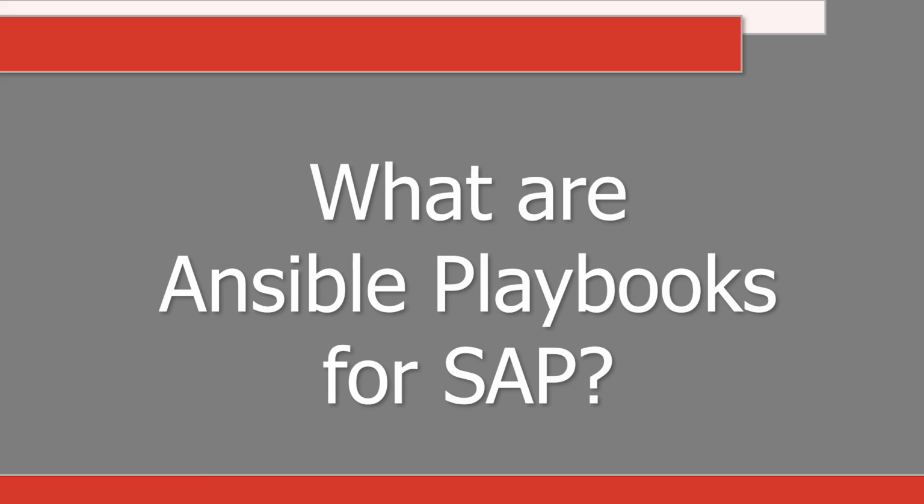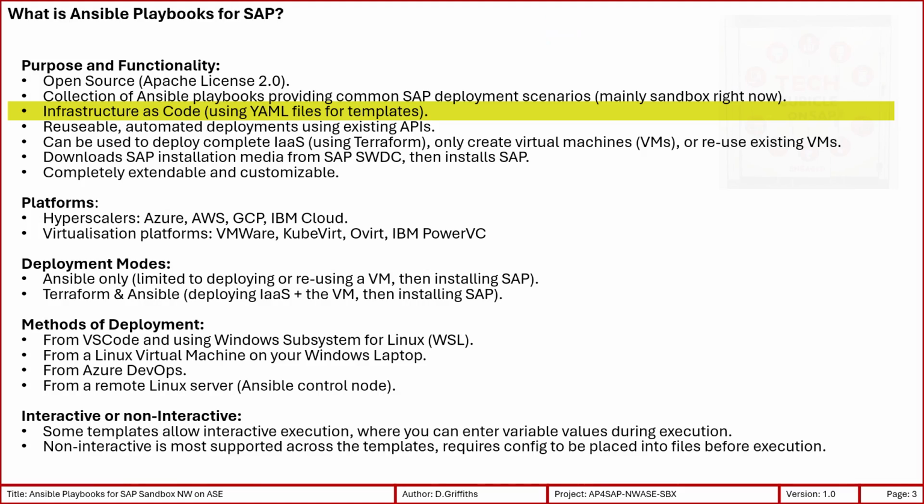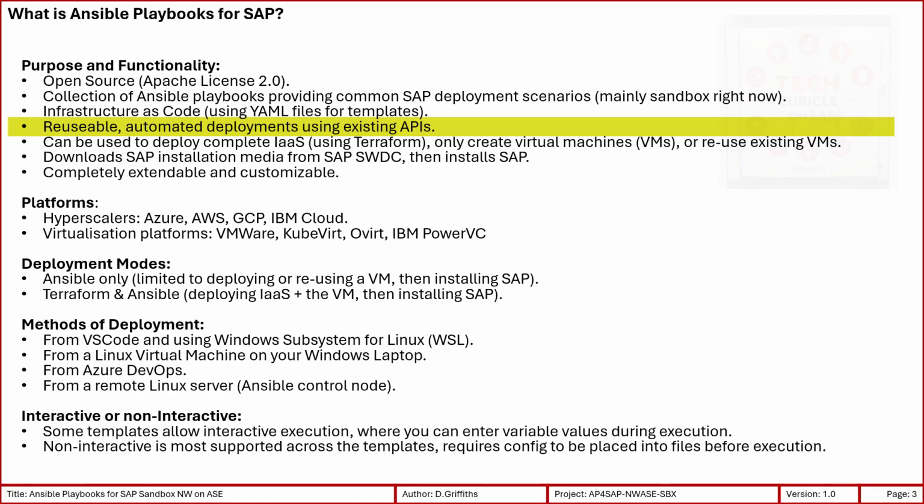What are Ansible Playbooks for SAP? Ansible Playbooks for SAP is a collection of open-source Apache License 2.0 Ansible Playbooks, providing common SAP deployment scenarios. The playbooks include configuration and code in YAML files, which are used as templates to deploy infrastructure such as virtual machines. This is known as infrastructure as code. The Ansible Playbooks for SAP is reusable and offers an opportunity for automated deployments using existing cloud provider and SAP APIs.